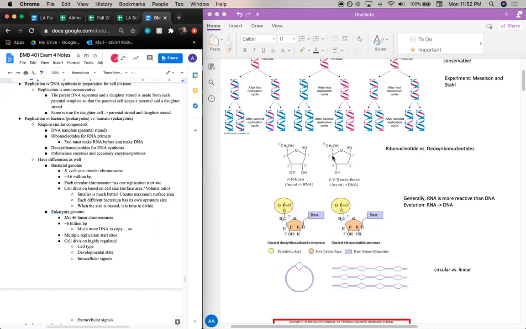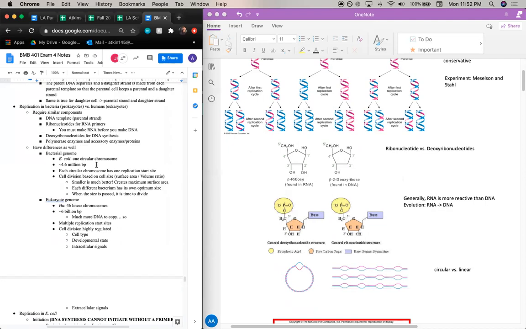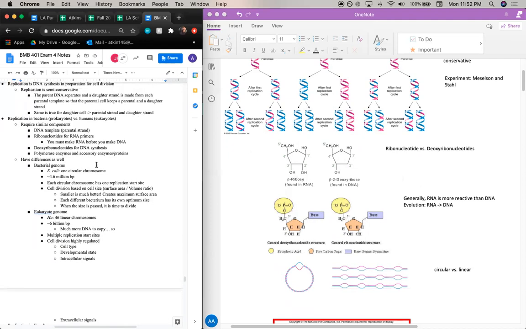Generally, RNA is a little bit more reactive than DNA, which is probably why we see the gradual evolution over time of an RNA world into a DNA world. But we don't really need to worry about that, but that is why those two exist. One probably started with RNA and then eventually found its way to DNA.